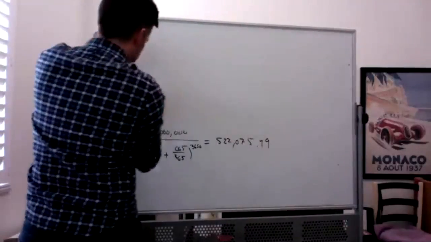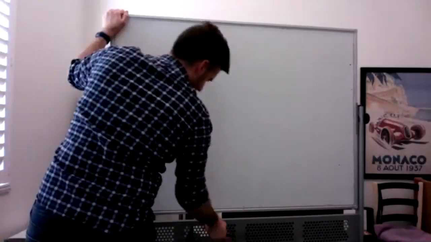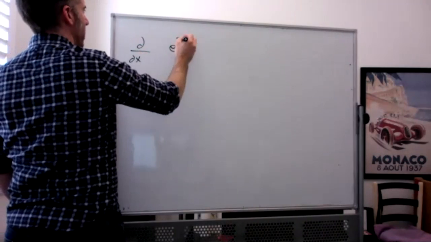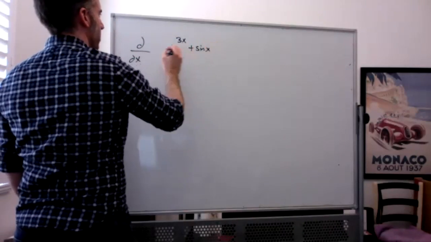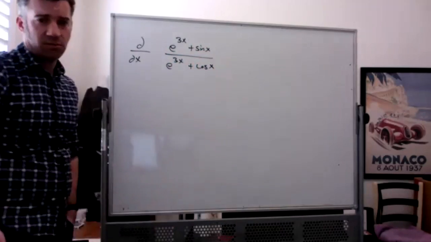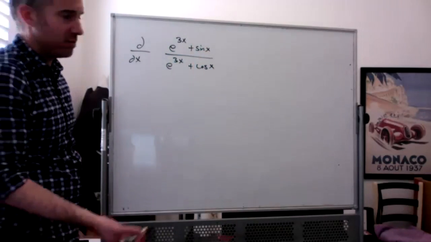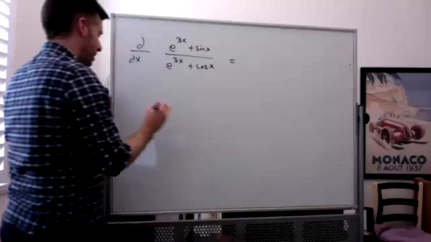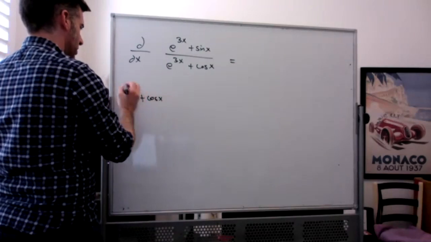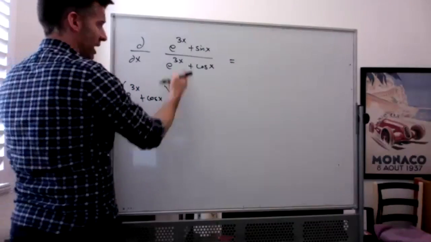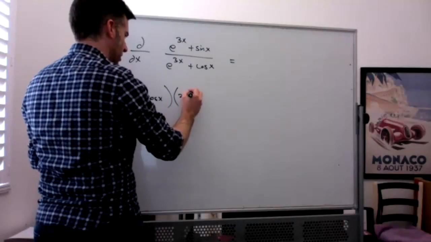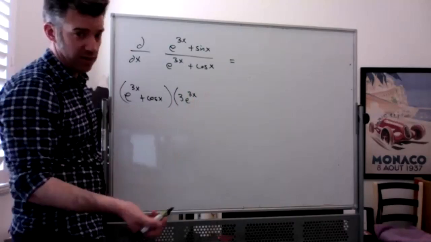So let's look at some examples. Let's say we want to take, I don't know, the derivative of e to the 3x plus sine of x over e to the 3x plus cosine of x. That's going to be nasty looking, but fine. So taking the derivative of the bottom times the derivative of the top, which is actually, well, almost the same. Derivative of e to the 3x is 3e to the 3x, or e to the 3x times 3.